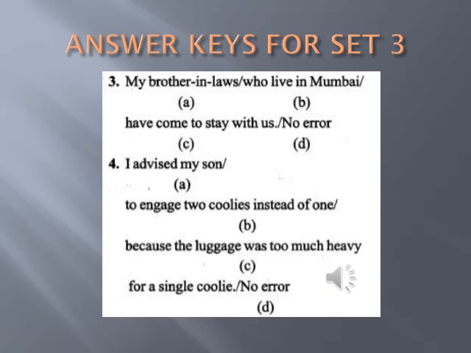Second question. Here, that's the fourth one. I advise my son to engage 2 coolies instead of 1 because the luggage was too much heavy for a single coolie. It has to be too heavy, not too much heavy. Because both are referring to that it is quite heavy. It is very heavy. So therefore, too heavy for a single coolie. So therefore, the answer is C.